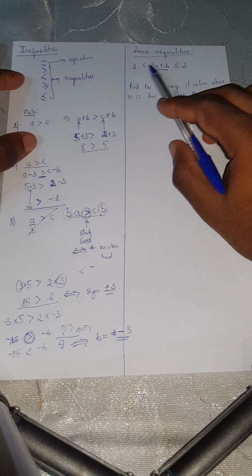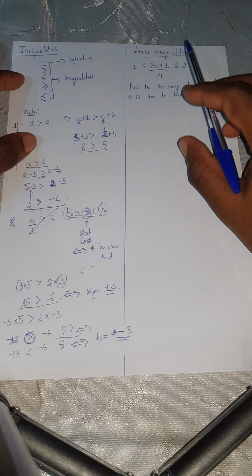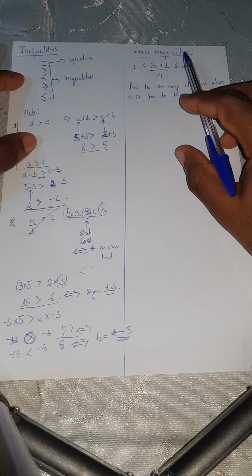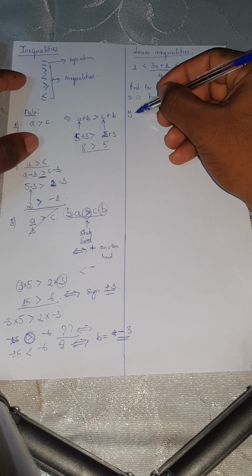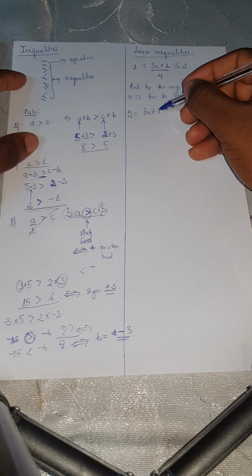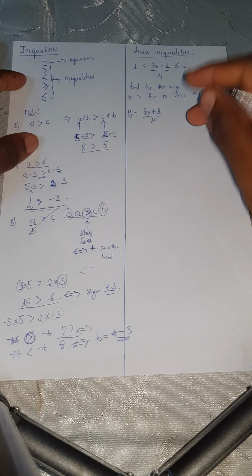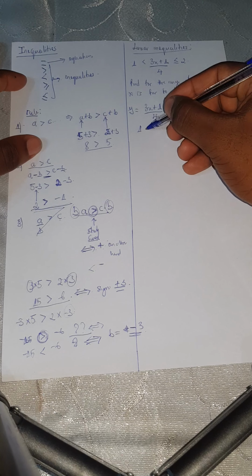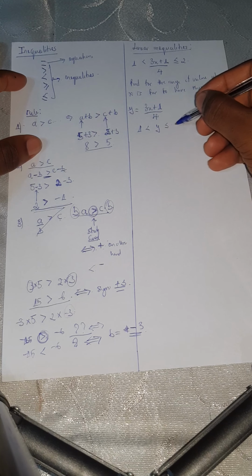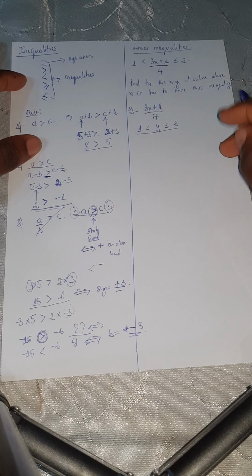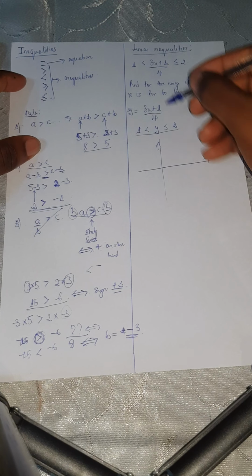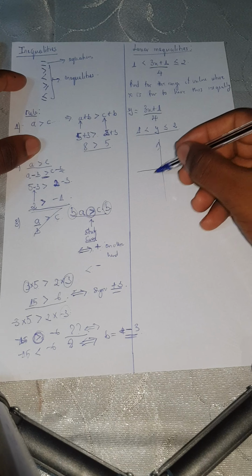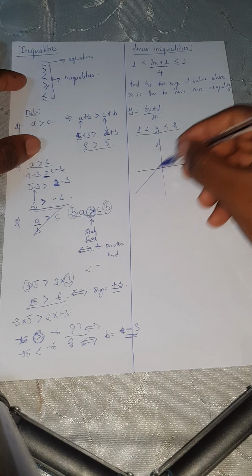If you are asked to find the range of values where x exists for us to have this inequality, we say that this inequality has a certain function y equals (3x plus 1) all over 4. And we say that 1 must be less than y, which must be less than or equal to 2. Now, if we plot this graph, we realize that the graph will be something as such.